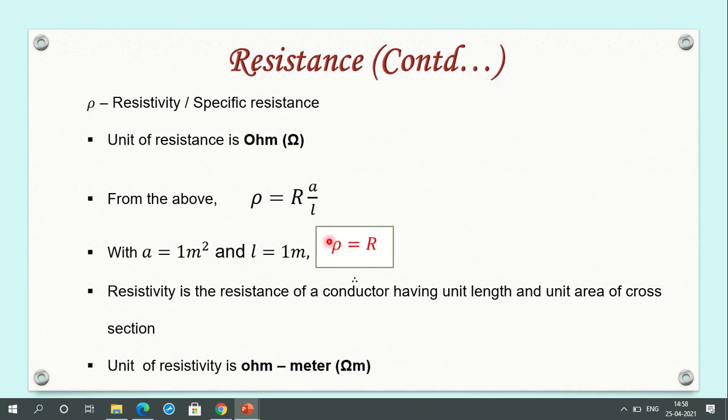Hence we can define the resistivity rho as the resistance of a conductor having unit length and unit area of cross section. The resistivity will be equal to resistance when that conductor has 1 meter length and 1 meter square area. So the resistivity of a conductor is the resistance of a portion of that conductor having 1 meter length and 1 meter square area.